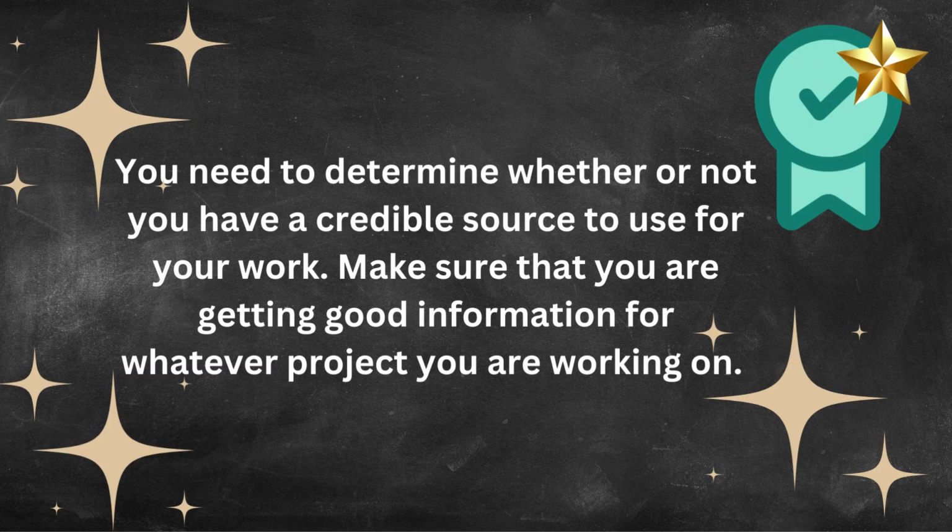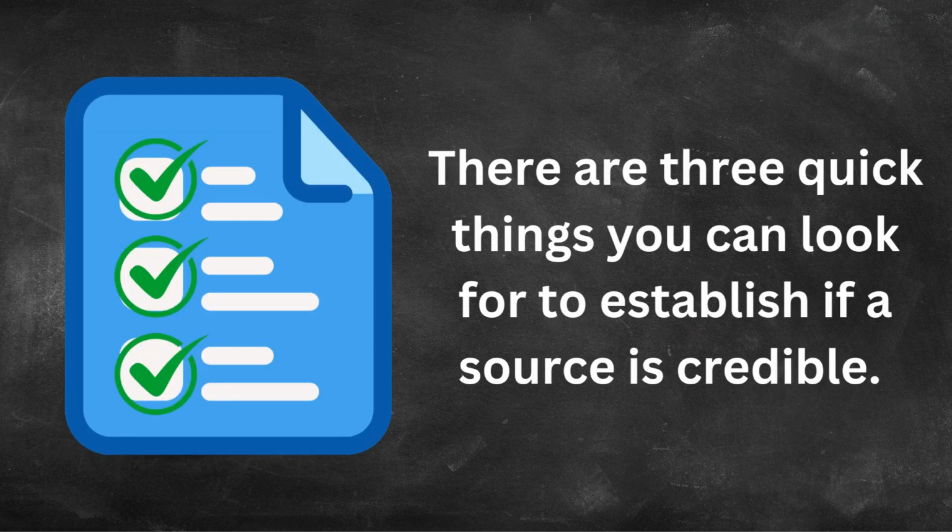So what you need to do is determine whether or not you have a credible source to use for your work. Make sure that you are getting good information for whatever project you're working on. This means that the source material should be specific to whatever project you have. Make sure that you have good, relevant source information to work with. That source material is what's going to inform how credible you end up sounding in the essay or whatever project you're doing. There are 3 quick things that you can look for to establish if a source is credible.